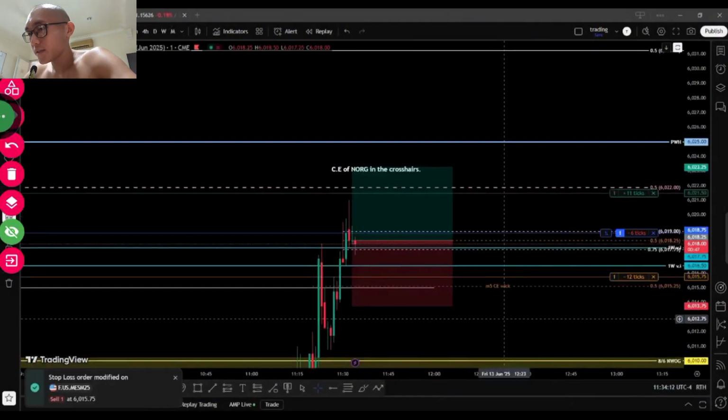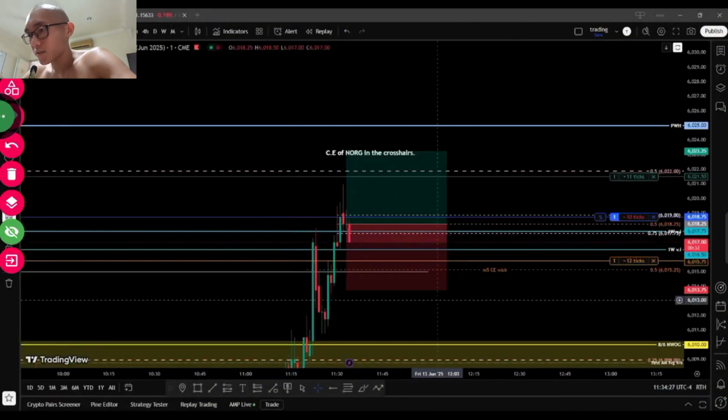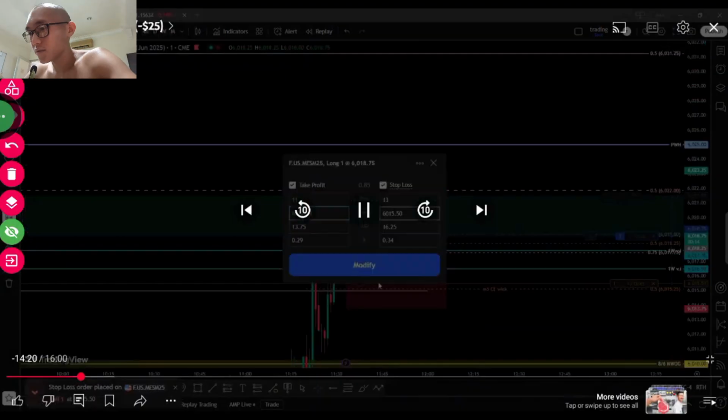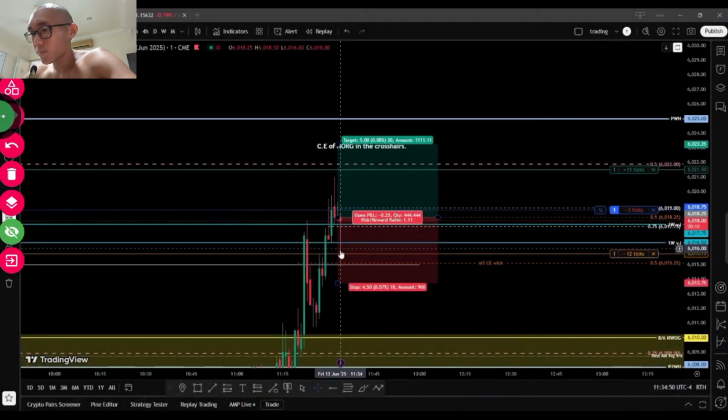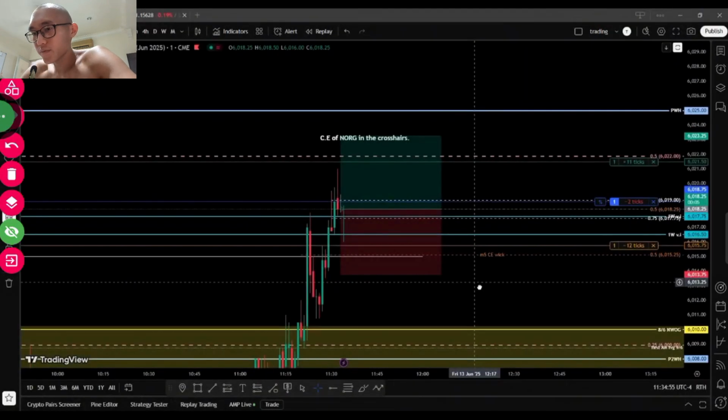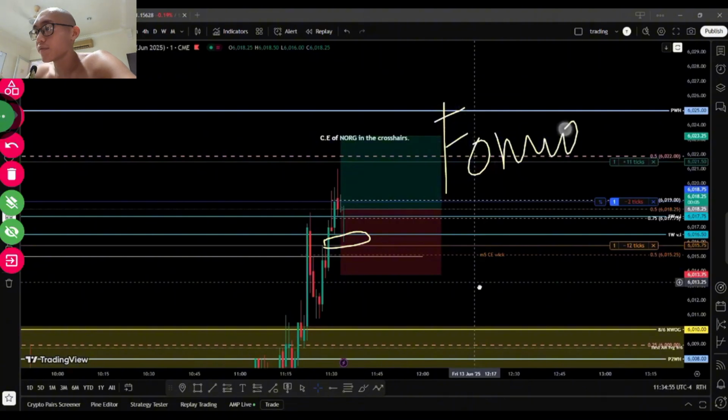So I went long here, and as you can see, still good. But oh, price dropped into that fair value gap. See, price entered the fair value gap. That's why you must always be patient and wait for a setup. I was having FOMO, fear of missing out on the move, because price was so close to the CE of the new opening range. Damn, I can get it.